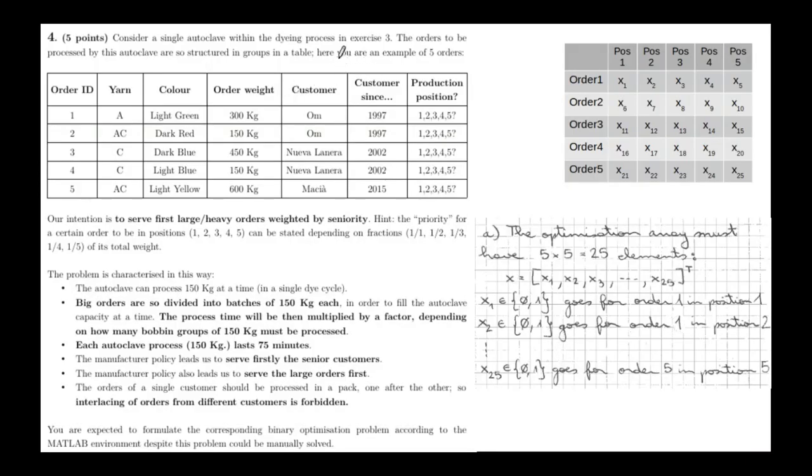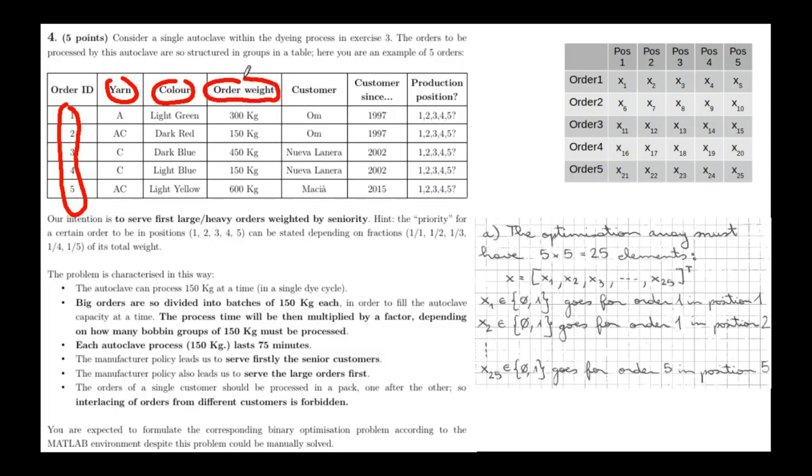Consider a single autoclave within the dyeing process in a previous exercise. The orders to be processed by this autoclave are structured in groups within this table. Here you have an example of 5 orders. Can you see here the order ID? That's the type of yarn, the color, but that doesn't mean anything to our problem.